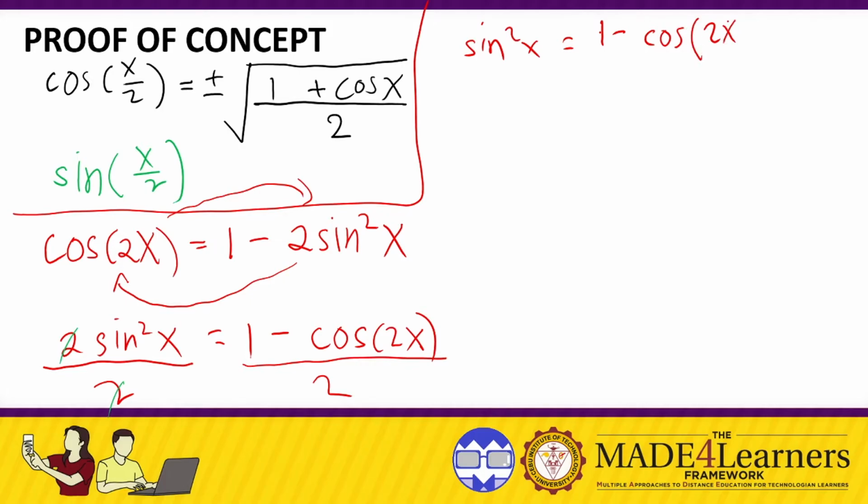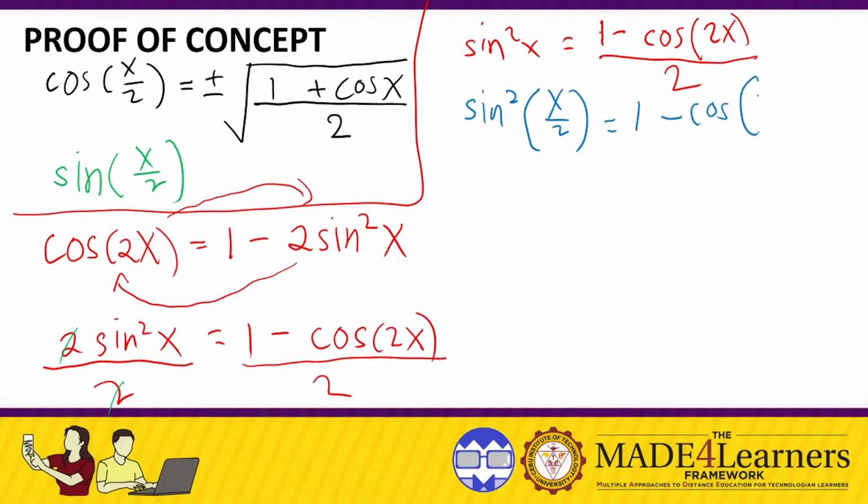2 cos 2x all over 2. But again, we want to have a half angle. So to get the half angle, we simply divide the angle by 2. So we have sine of x over 2 equals 1 minus cos. So we have 2 here, but instead of x, x is now x over 2, so we have x over 2 all over 2. So cancel out 2 here.